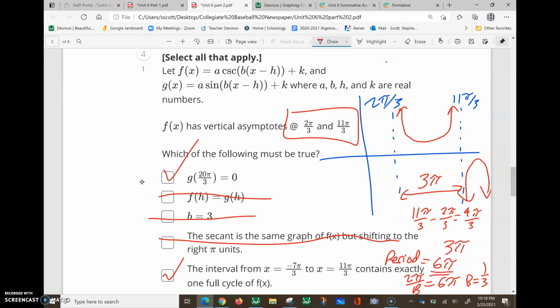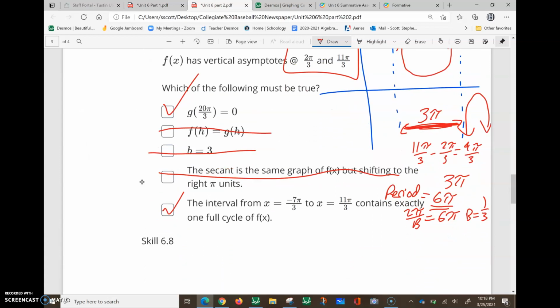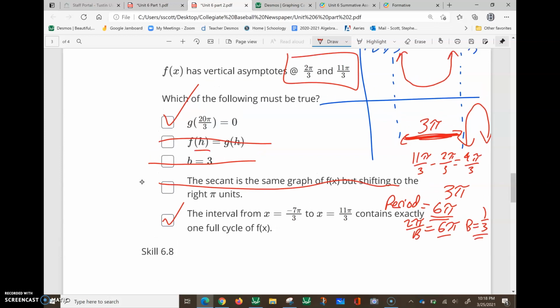So again, I'll say it again. Since I know that the distance between these two vertical asymptotes is 3 pi, I therefore know that the period is actually 6 pi. Which means if I know it's 6 pi, I can figure out what the b value is, because 2 pi divided by b gives you 6 pi, so b is 1/3. So right away, this answer is out. So let me backtrack. This one's gone right away.